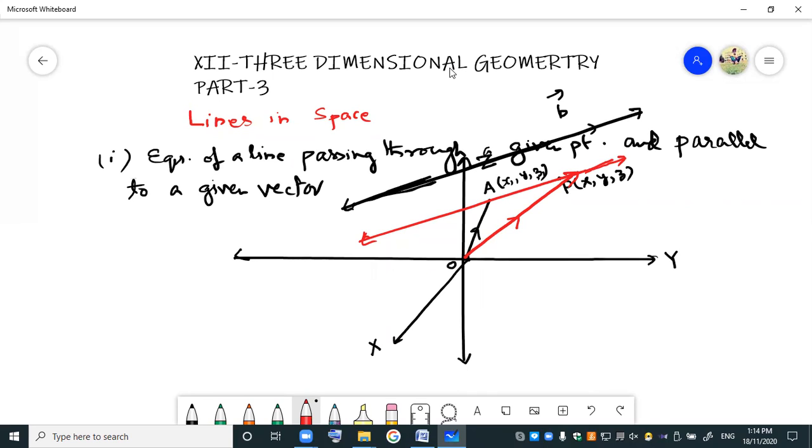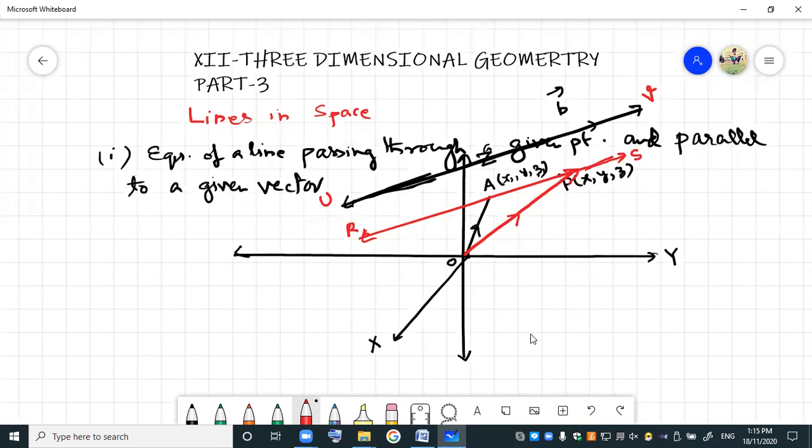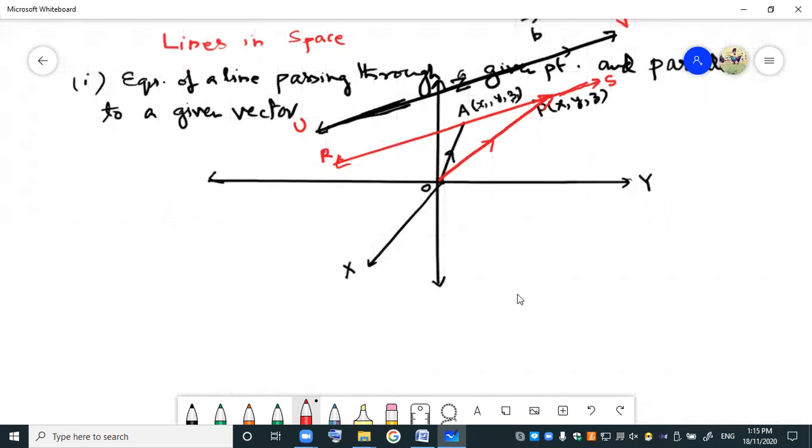I think you understood the condition: we have to write the equation of a line. We can take, suppose, RS. We have to write the equation of RS, and it is parallel to this line UV, whose vector is given, and there is a point given on this line also.